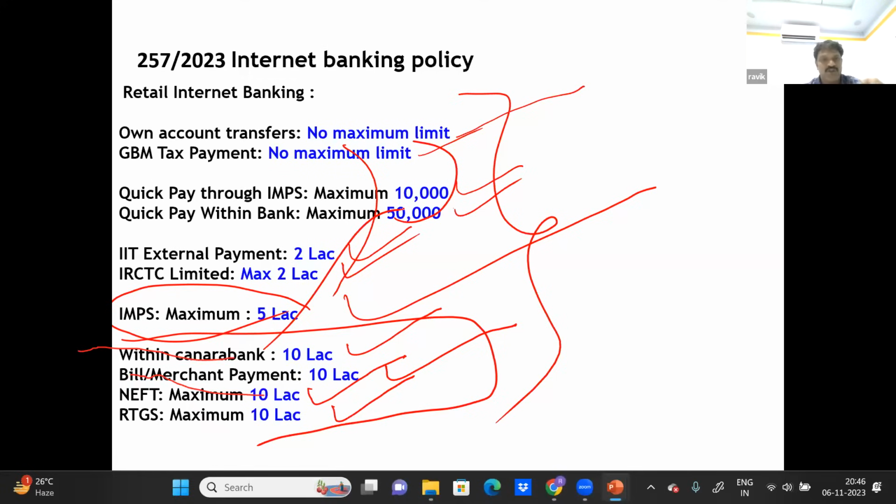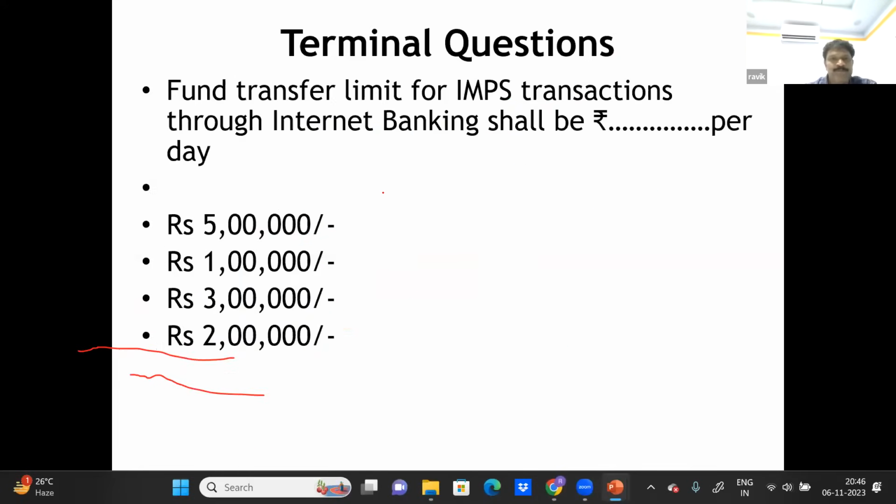so that you can remember. So remember, own account transfer, GST, no limit. Quick pay means 10,000, 50. And also IMPS is 10,000. Within bank, more amount. Like that you have to remember. Okay. Now, fund transfer limit of IMPS transactions through internet banking shall be. I already told you, internet banking is also the same, just like your IMPS. How much is it? Yeah, very good. The answer is 5 lakhs.